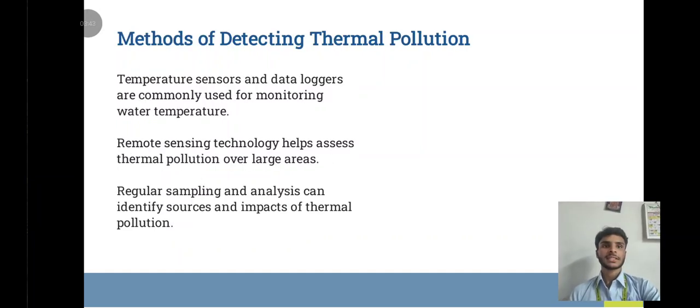Methods of detecting thermal pollution. Temperature sensors and data loggers are commonly used for monitoring water temperature. Remote sensing technology helps assess thermal pollution over large areas. Regular sampling and analysis can identify the source and impact of thermal pollution.